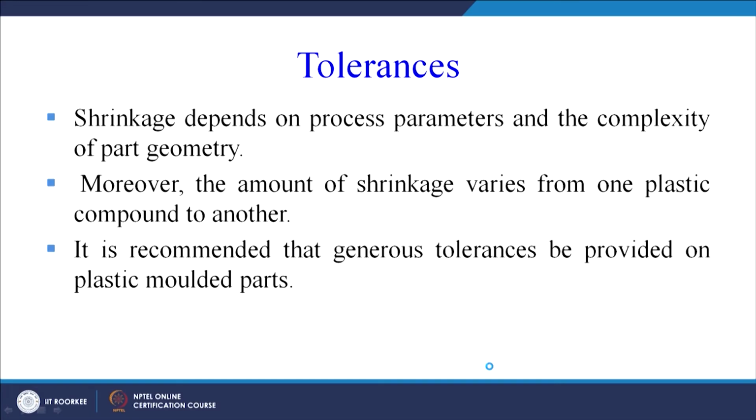Now coming on to the tolerances. We can see that whenever the molten plastic cools down, there is certainly going to be shrinkage. So the shrinkage depends on the process parameters and the complexity of the part geometry. Depending upon the shape of the product or the product complexity in terms of shape, there may be variable shrinkage that may take place. Also, depending upon the type of polymer that we are using, the shrinkage may vary. So moreover, the amount of shrinkage varies from one plastic compound to another.